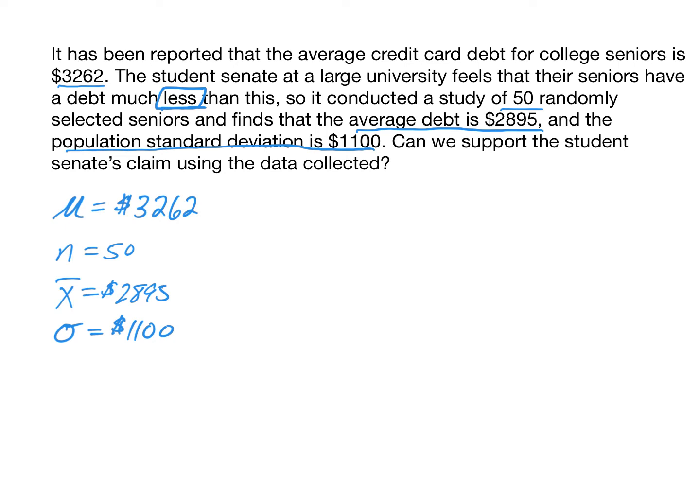Where does a hypothesis test come from? It says, can we support the student senate's claim using the data collected? So their claim is their students have less debt. Remember this first problem, I'm going to give you notes. The first thing you have is called a null hypothesis. A null hypothesis is denoted by H sub naught.